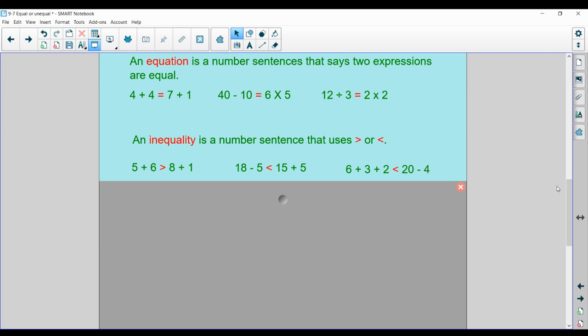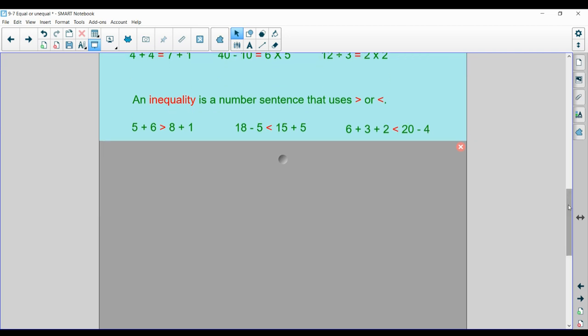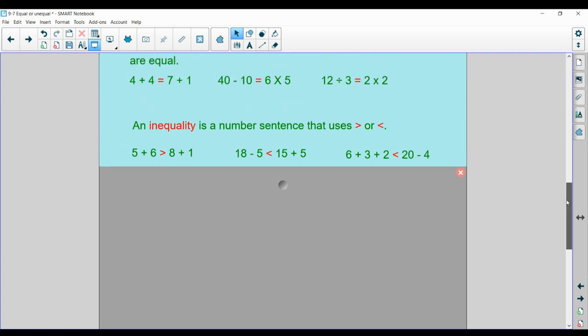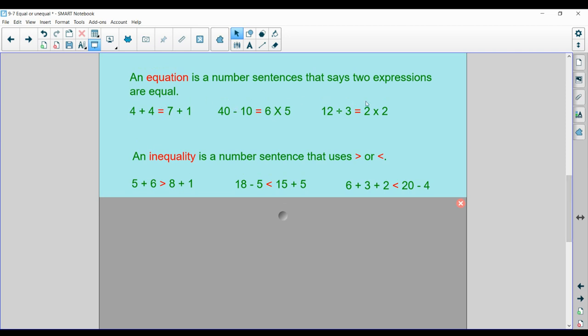If I can figure it out in my head, that's all I need to do. 6 plus 3 is 9, plus 2 is 11. And on this side, 20 minus 4 is 16. So these are inequalities. Quick review. These are equations. These are inequalities. Equation has the word equal in it. Equal means equal. Inequality means they're not equal.